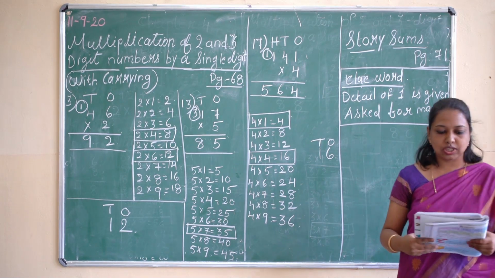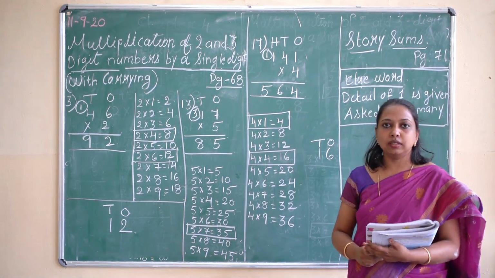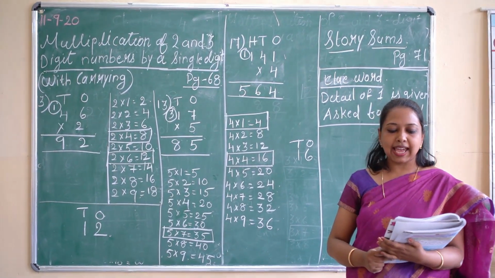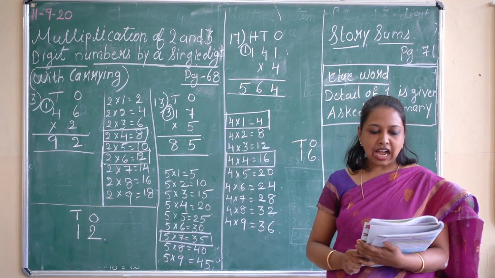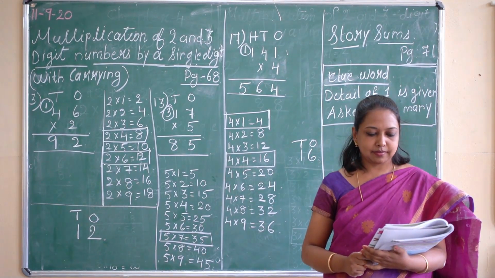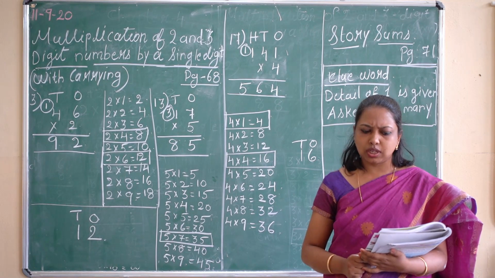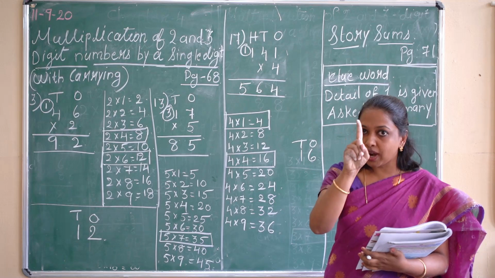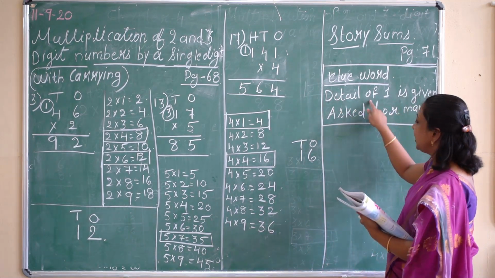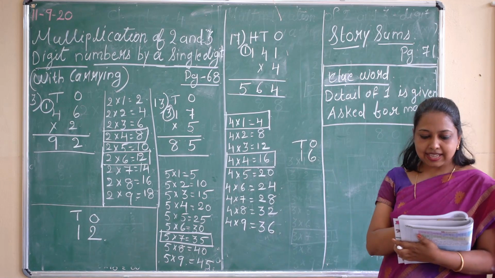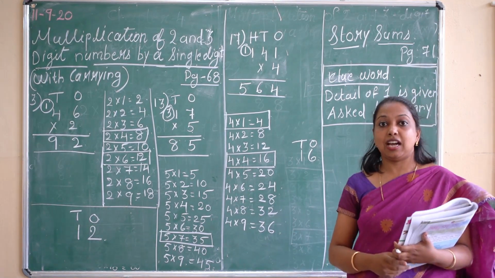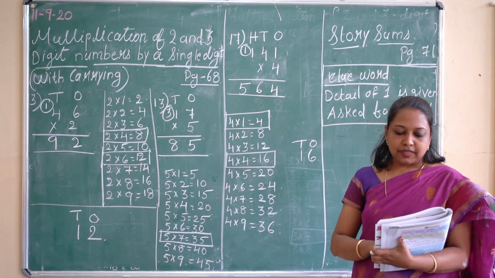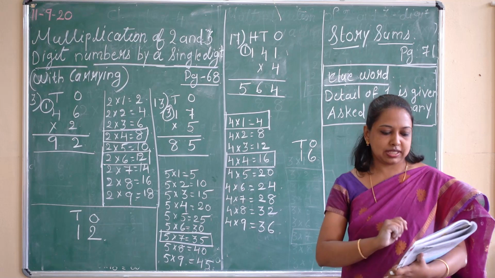I will read the first question. On page number 71, there are 15 clowns. Each clown has 4 hats. How many hats are there? Did you find the keyword in this question? Each clown has 4 hats, so each clown means 1. Detail of 1 is given, and how many hats are there is asked for many. What do you have to do? Multiplication.